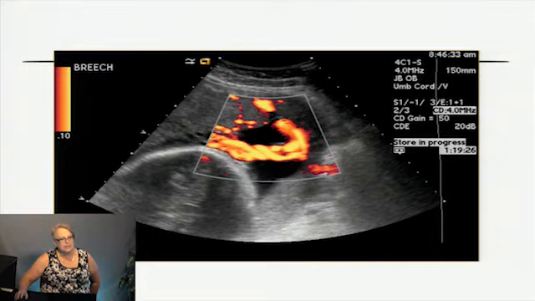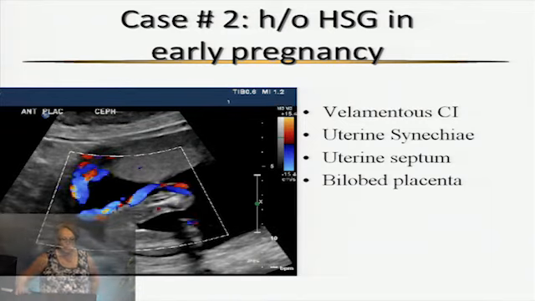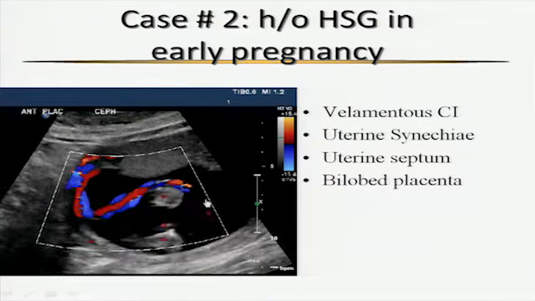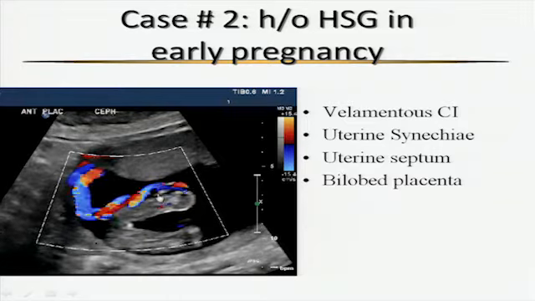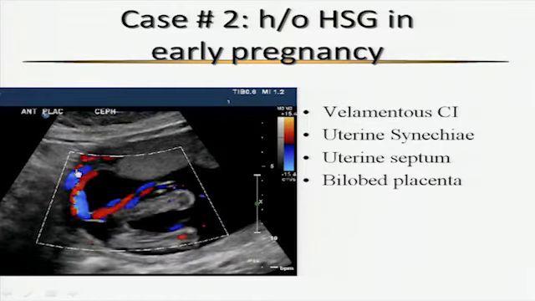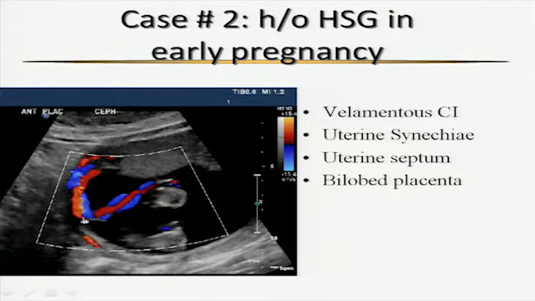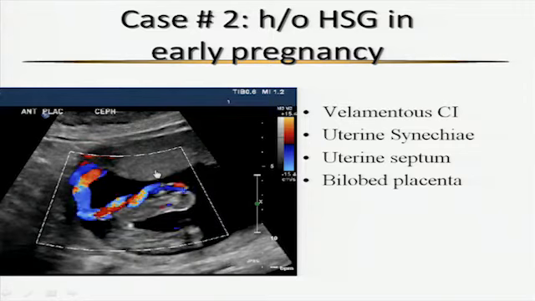So again, making sure that yes, that is cord insertion there and not just a loop of the cord sitting over there. And that was a different baby, but again, same principle. So baby's laying here, placenta again, the anterior wall. With color, I can see that the cord insertion is actually up here in the fundus, and these vessels are traveling over to the placenta.